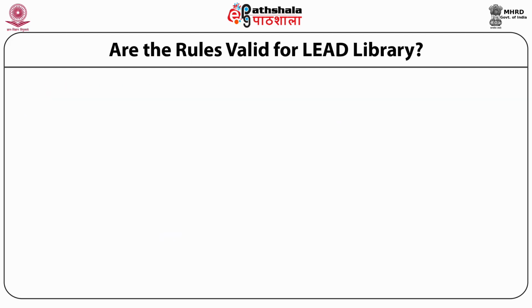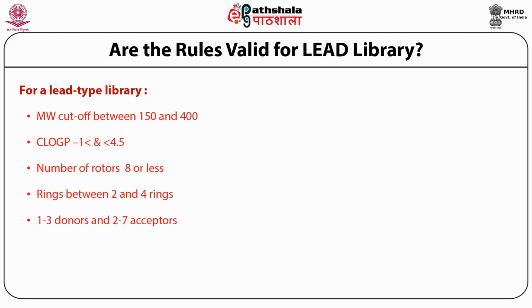However, the question comes: is the rule for a drug? But what about when we are designing compounds to become drugs? What should our limiting factors be? The slide talks about that. There is a rule suggested by Tudor and other groups, which says that a lead library should have a molecular weight cutoff between 150 and 400, and C log P should be from -1 to less than 4.5.